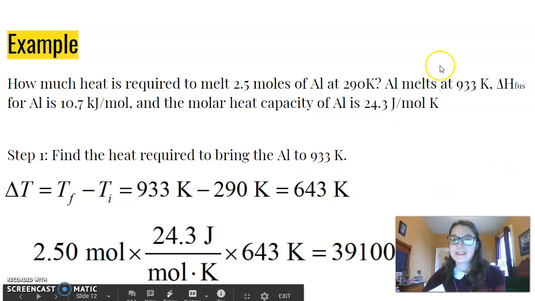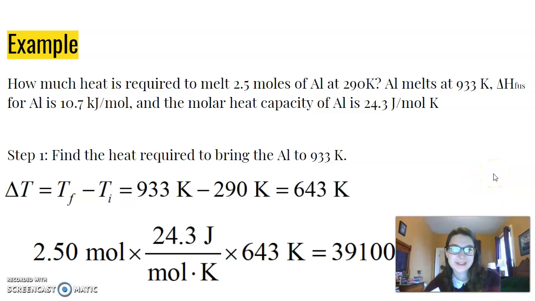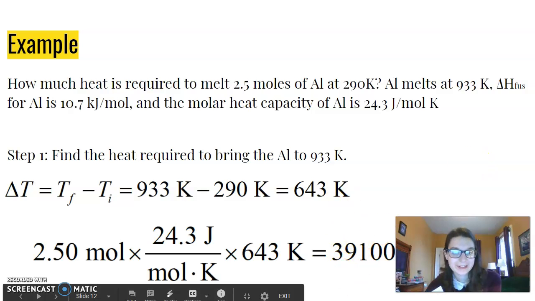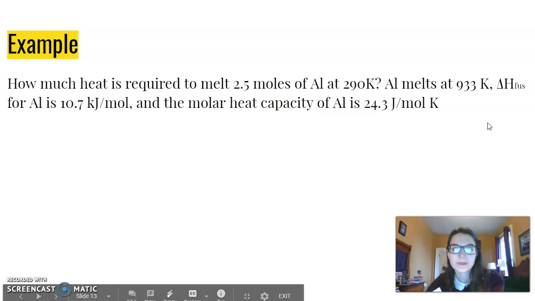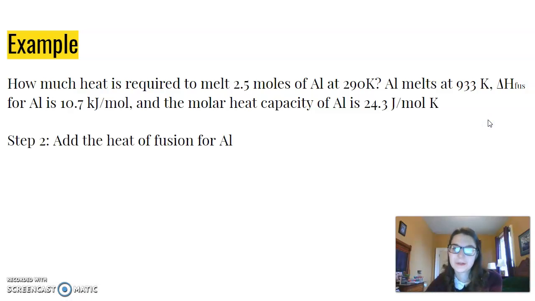So that's what it takes to bring it to that melting point. Now we have to figure out the energy it's going to take to actually melt that 2.5 moles of aluminum and add it to this energy that we just found here. So step 2, add the heat of fusion for aluminum.